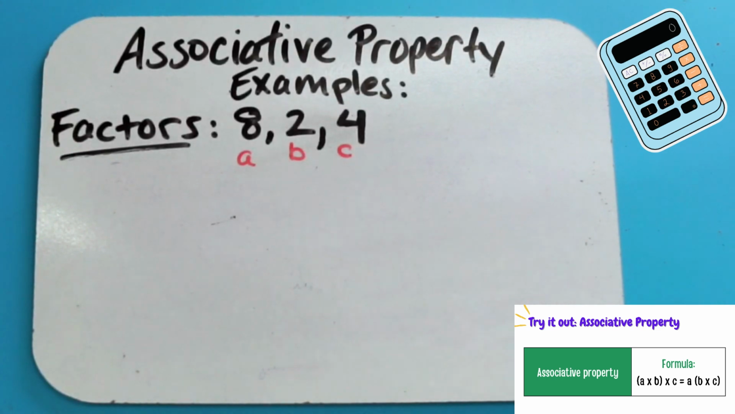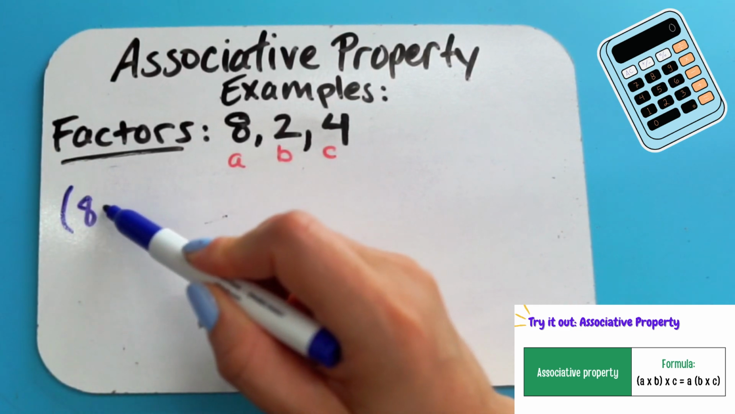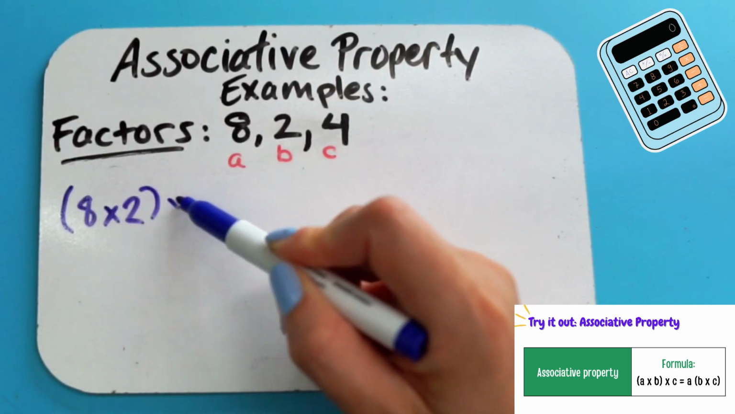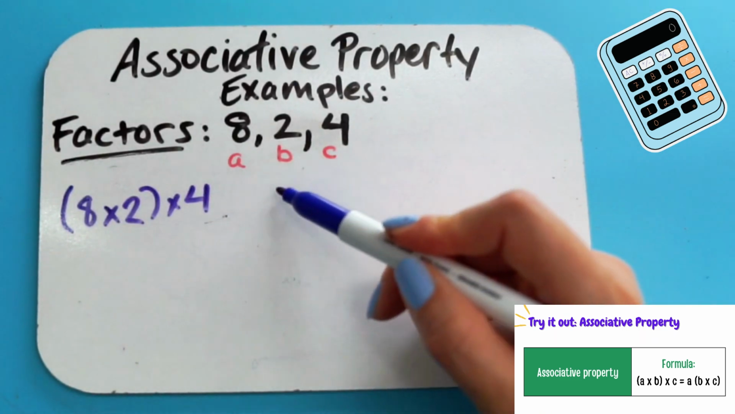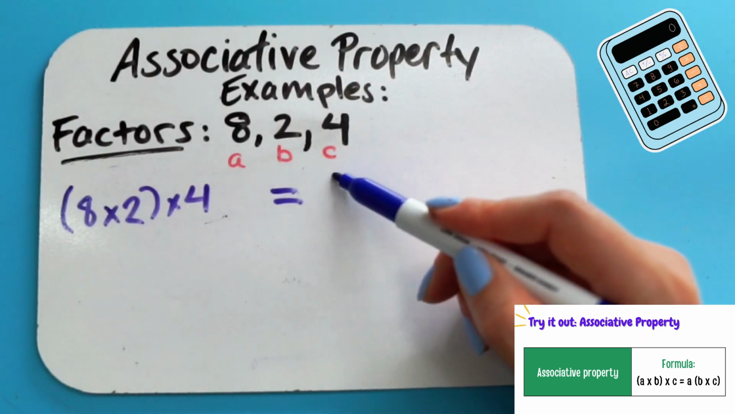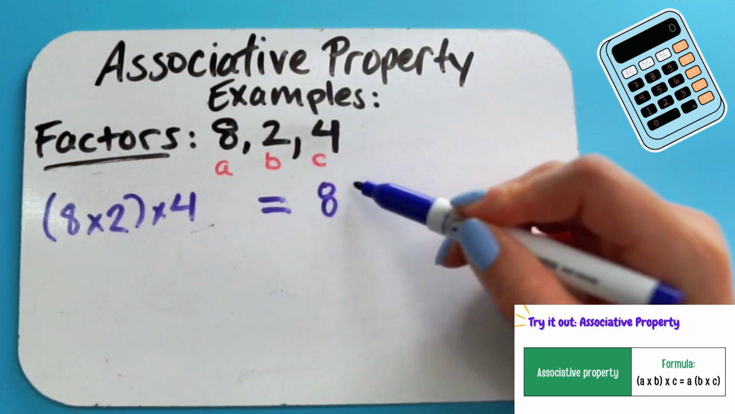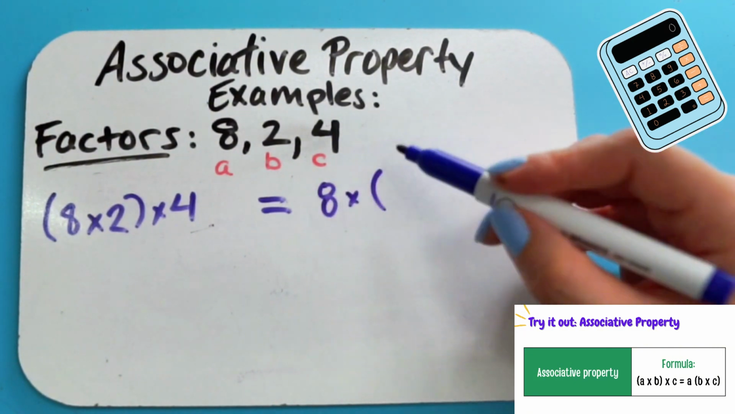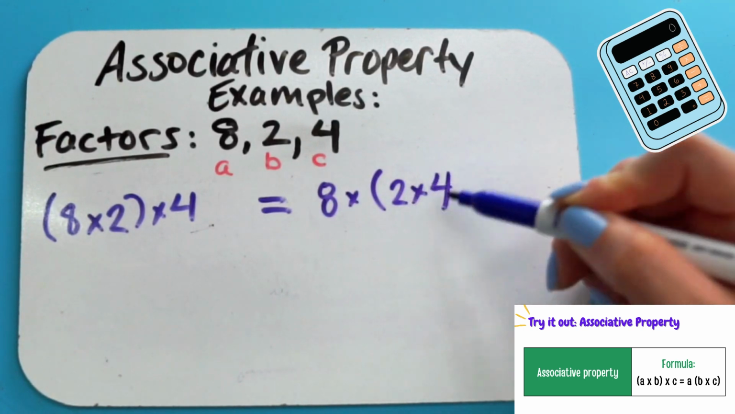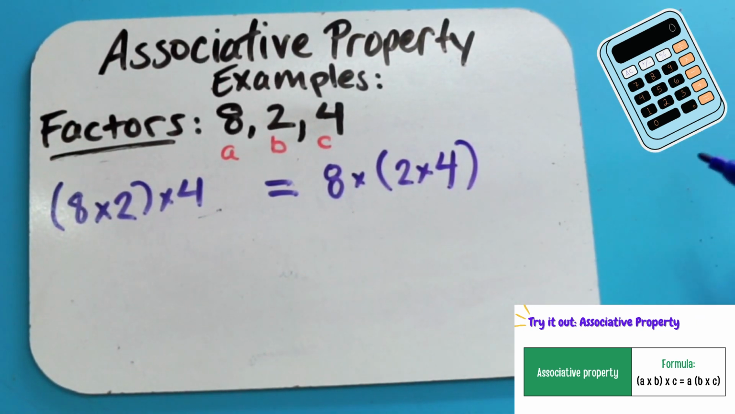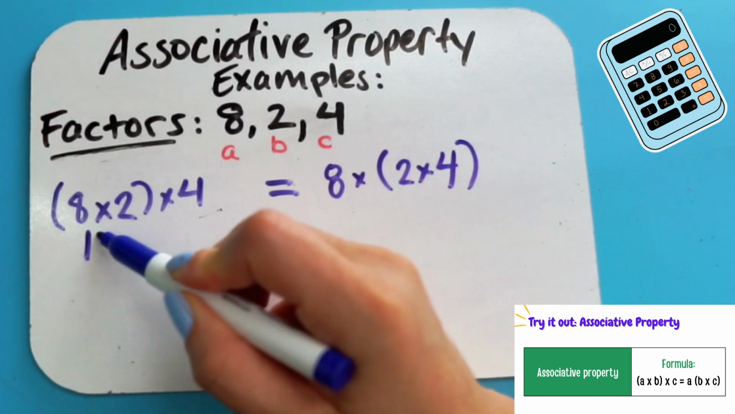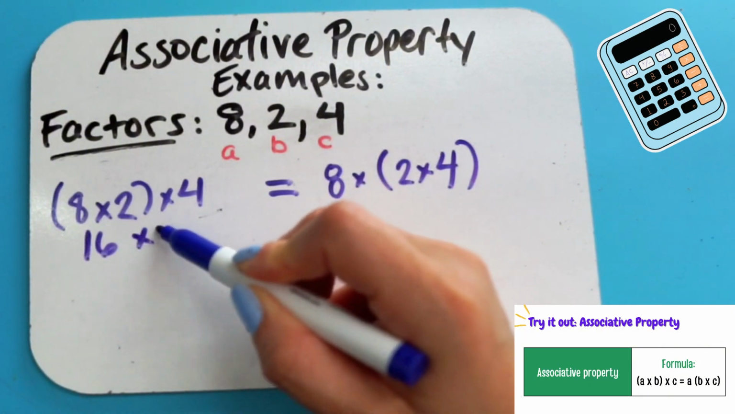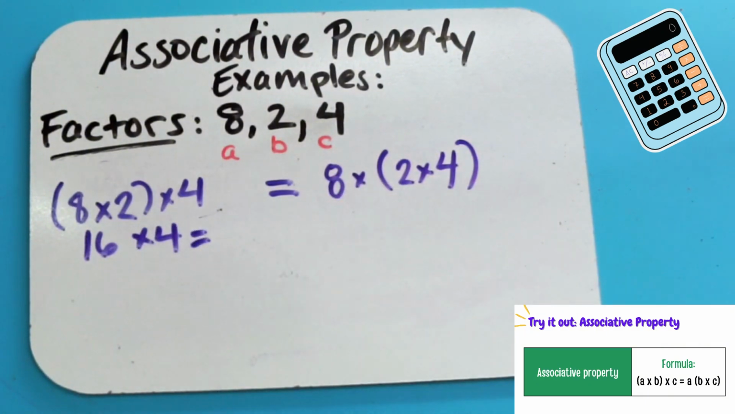So for this formula, we're going to do (8 times 2) times 4, and we're going to see if it is equal to 8 times (2 times 4). So we're just trying to prove that it's equal, that it will come to the same product. Okay, so starting with 8 times 2, we know that 8 times 2 is 16, times 4 is equal to 64.